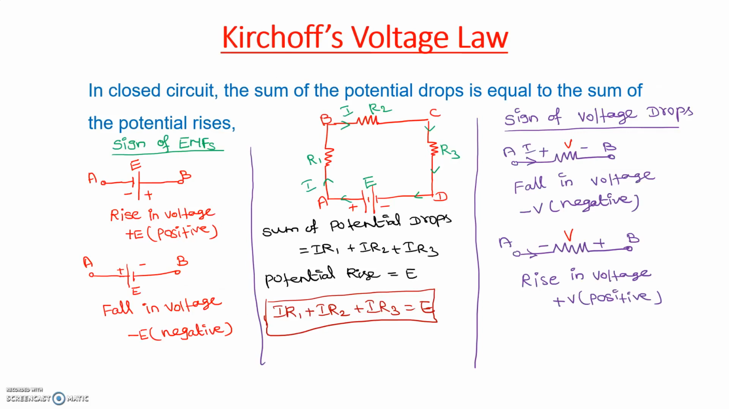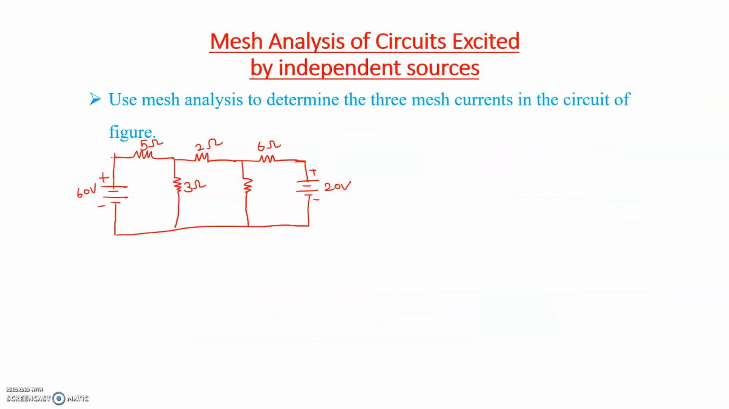So according to Kirchhoff's voltage law, that is how we are assigning the current for a particular loop. With respect to the assigned current, we have to calculate the potential rise and potential drop. This I have explained in my previous video. So let me see one problem, that is mesh analysis of a circuit excited by independent sources.